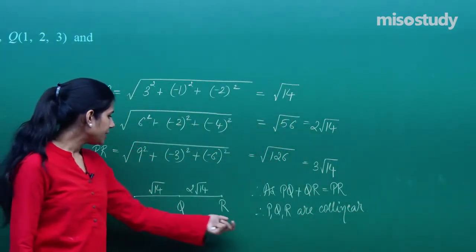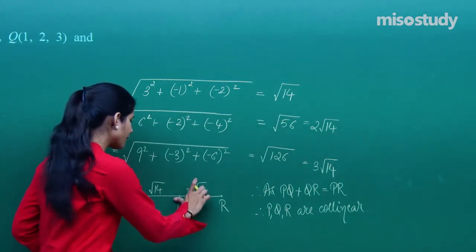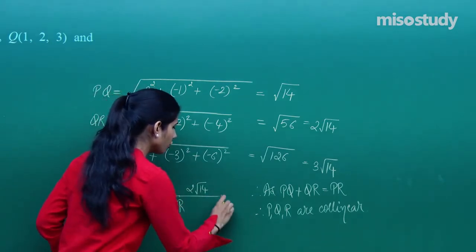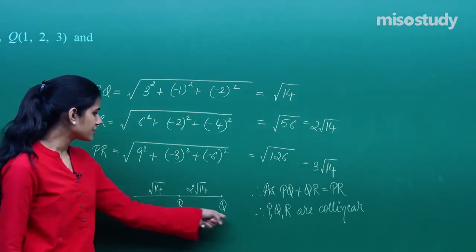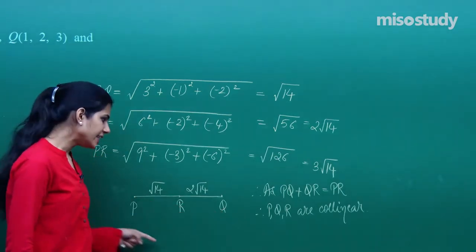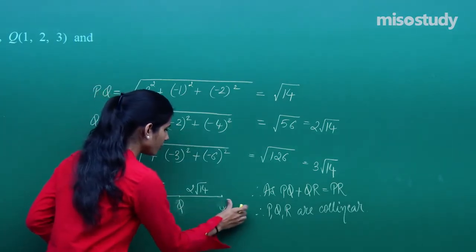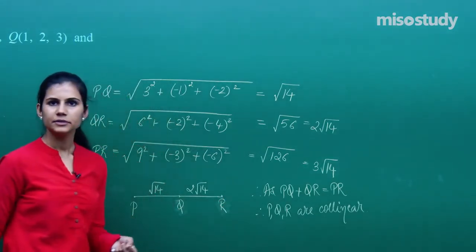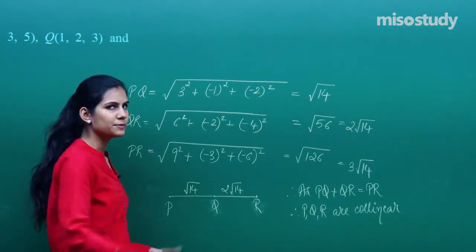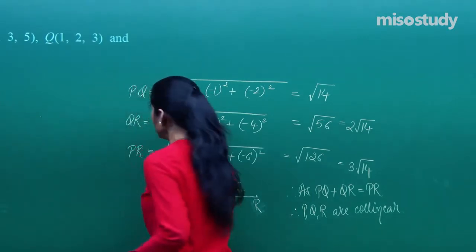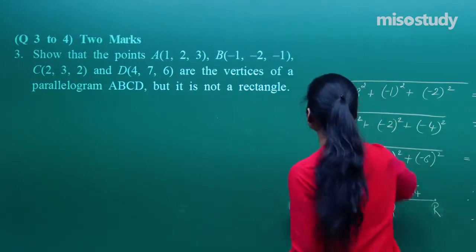If I would have got PR plus QR is equal to PQ, then I would be having R over here and Q over here. Even that would have meant that they are collinear points. Even then, in this order, the points would have been collinear. Right now, in this order, the points are collinear. Fine. Order is not important. What is important is at the end of the day, they should be lying on the same straight line in any order.